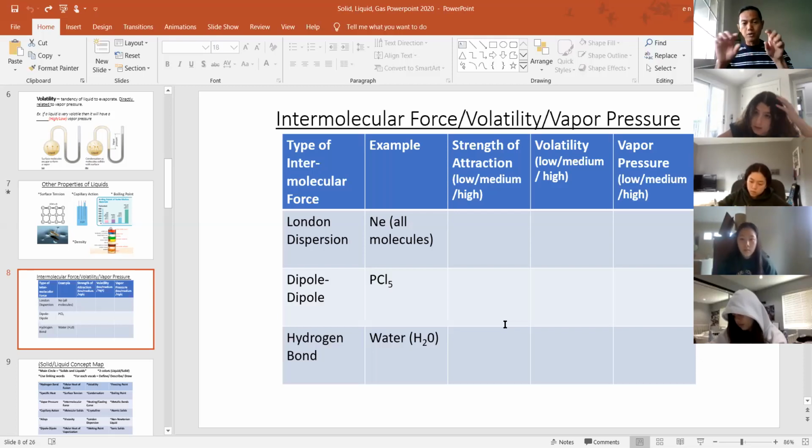Hydrogen bond, the third row, is the strongest. So we know it has the highest strength of attraction, and because it's more difficult for us to break them apart, that means it is low volatility. It doesn't evaporate quickly. And if there's low volatility, there's not a lot of gas being made. Therefore, it's also low vapor pressure. So that's the answer to this table.